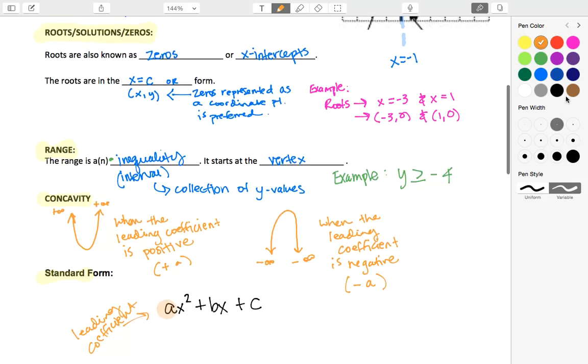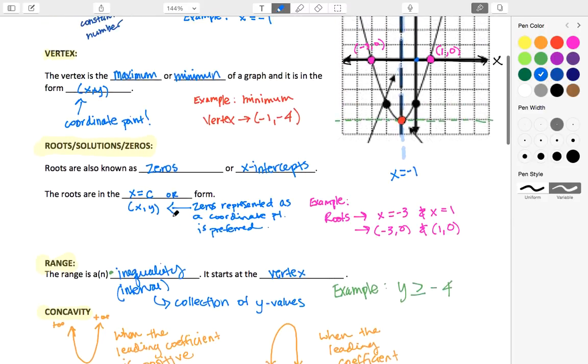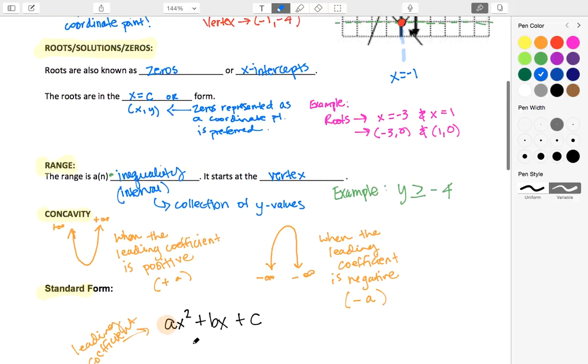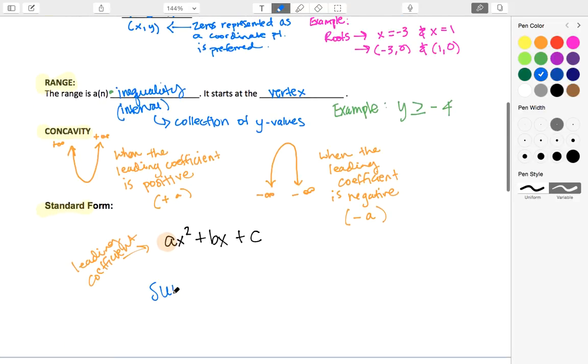So that is it for right now. I just want you all to get familiar with these vocabulary words. So making sure that you go ahead and write your summary down below here.